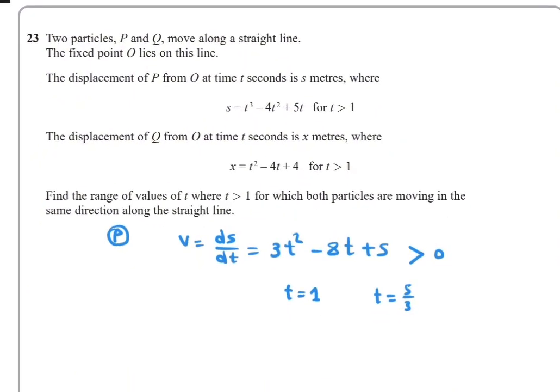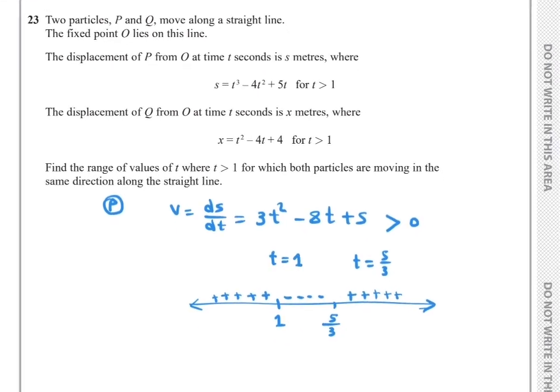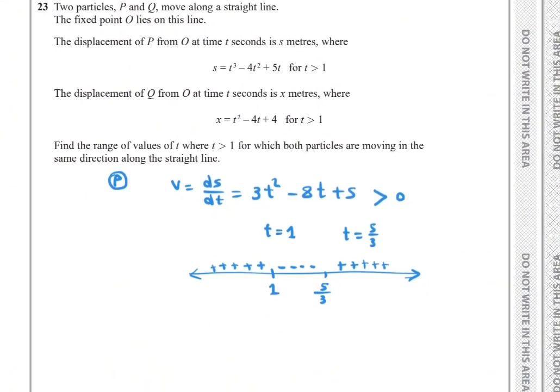Now you can draw a number line to represent the sign of the velocity. Greater than 5 over 3, the velocity will be positive. Less than the smaller value, it will be positive. And between them it will be negative. This is for particle P.